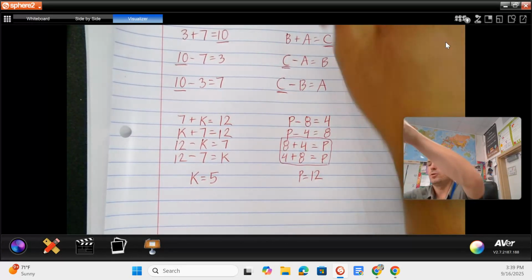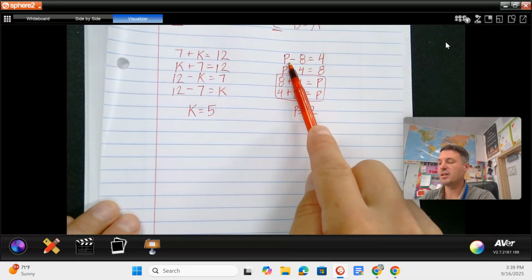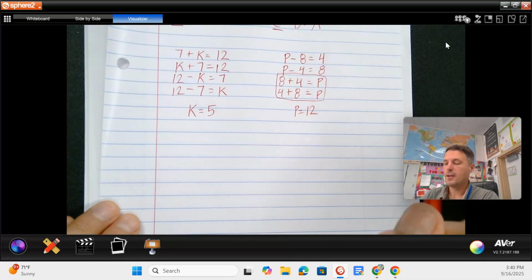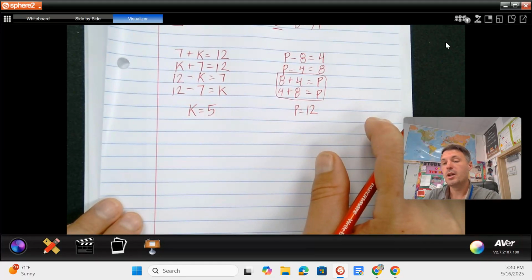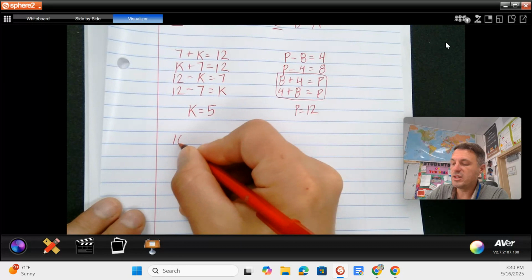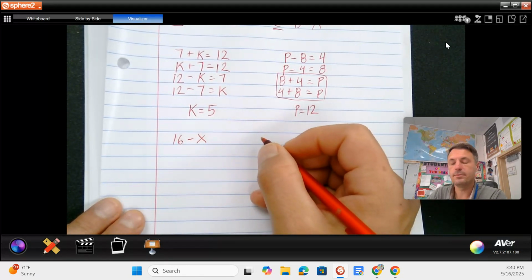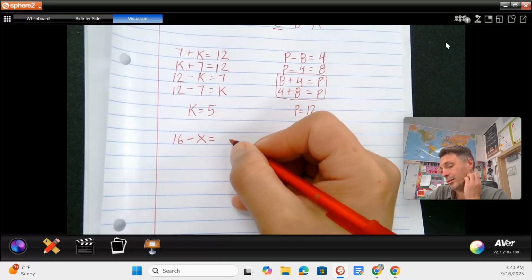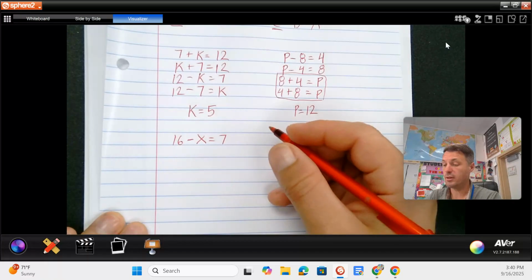Let's do another example with subtraction. This time, instead of having the minuend be missing, let's have the subtrahend be missing. Now pay close attention because the subtraction unknown questions are the ones that people get wrong most of the time. Let's say we have 16 minus, we'll say x this time, equals 7. 16 minus x equals 7.